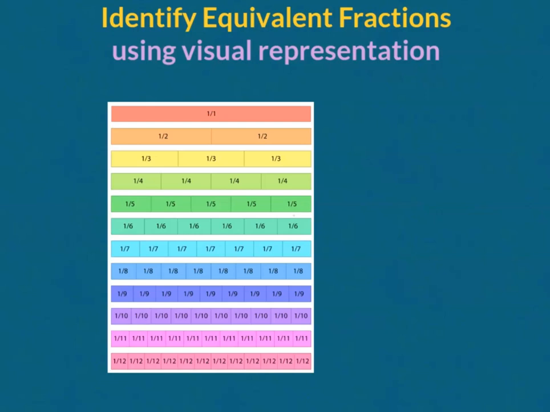A fractions wall is a wall that's built up of strips of equal length. Each strip has been divided into equal parts. In other words, each strip has been divided into fractions. Using a ruler, we can line up different fraction amounts to see whether they are equivalent or not. Let's look at an example.